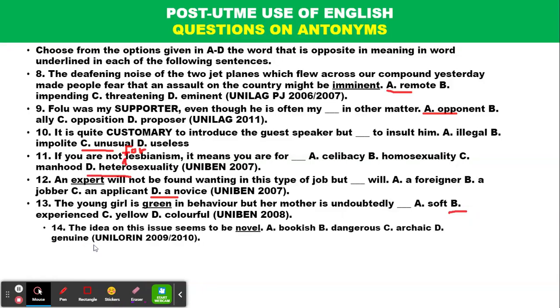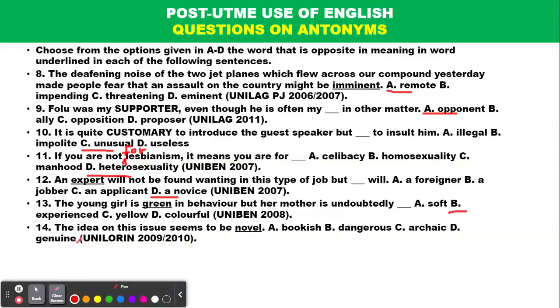Okay. So, question number 14. The idea on this issue seems to be novel. Now, the meaning of novel here is something that is new, a new idea. So we are looking for the opposite of new. A, bookish. B, dangerous. C, archaic. D, genuine. Now, the right option is archaic. When something is archaic, it's outdated, so old that it is no longer up to date.